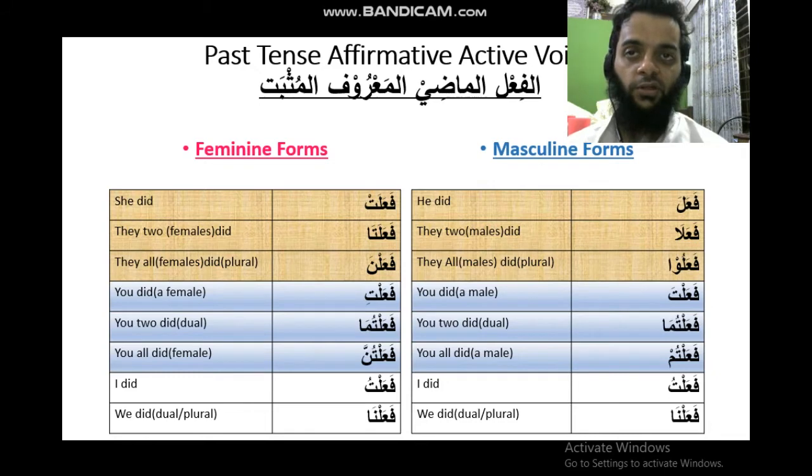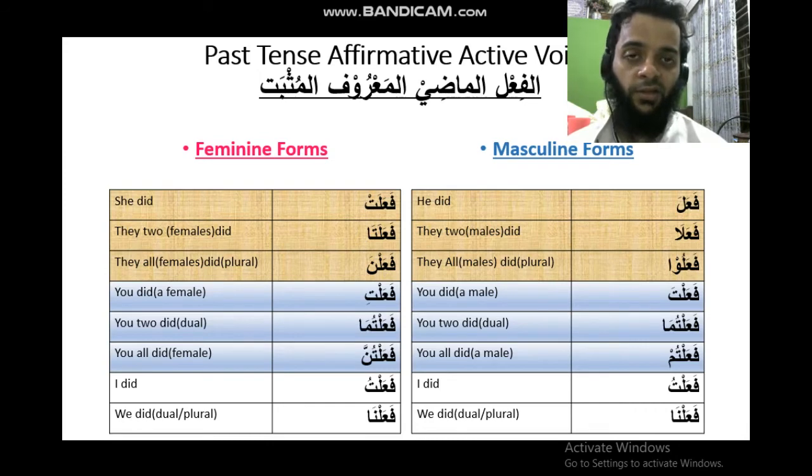So there are basically 14 forms you can say. Fa'ala means he did, fa'ala means they two did, fa'alu means they all did. So in Arabic, apart from plural, you also have dual. Fa'alat means she did, fa'alata means they two females did, and fa'alna means they all females did. So you can see that in all the previous 5 forms, lam had harkat on it. Apart from fa'alu, it had fatha, here it has dhamma, but with the coming of fa'alna, the lam will take sukun, then the rest will follow.